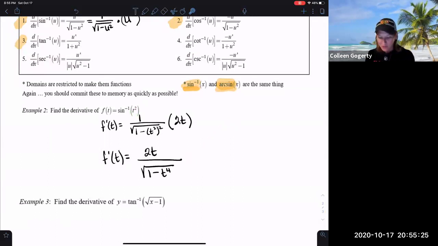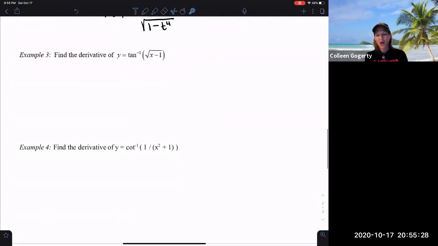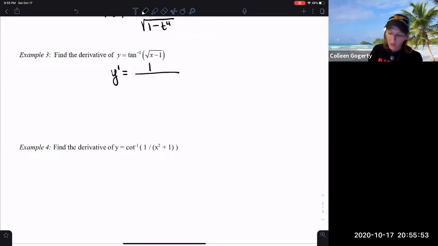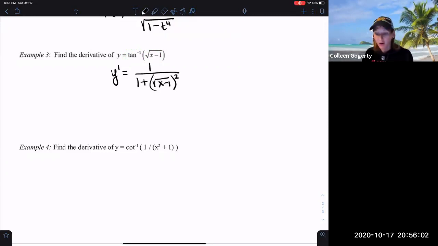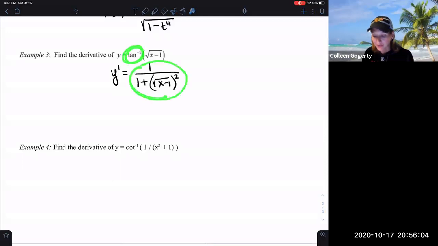All right. So moving along, find the derivative of y equals tan inverse of the square root of x minus 1. Okay, so chain rule is coming again. We need the derivative of the overall function multiplied by the derivative of the input. So I need to go back and look at what was the derivative of tan inverse. And the derivative of tan inverse is 1 divided by 1 plus the input, which is square root x minus 1, squared. Okay, now so far, this is only the derivative of tan inverse.